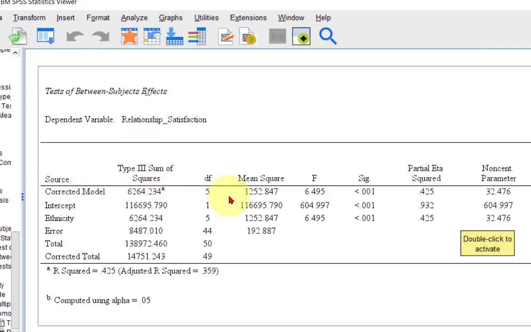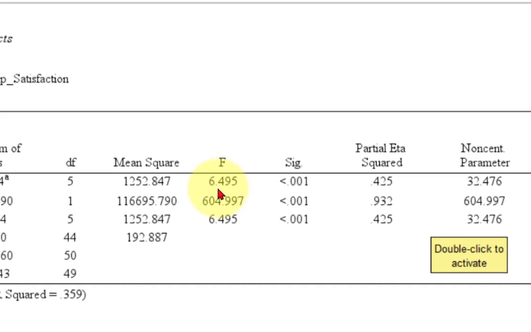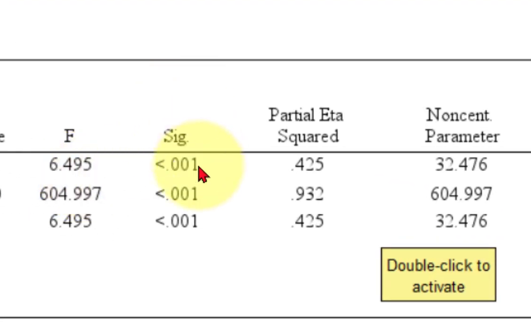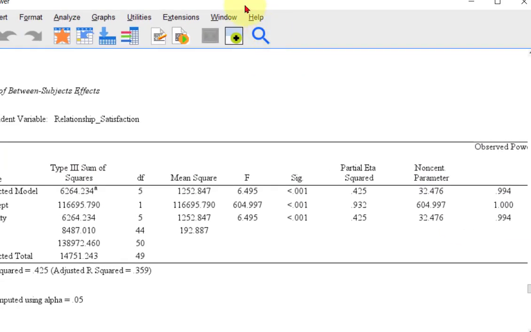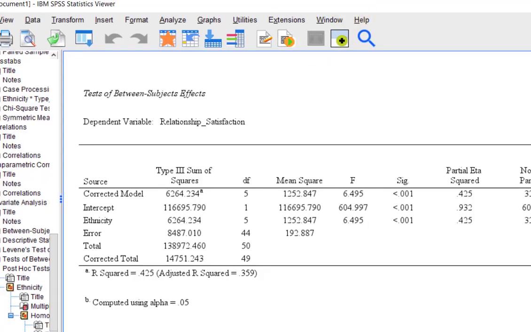And there's your overall model right there. So your F score was 6.495, less than 0.001. Significant. This is your effect size, and that's your power. Let's get that over there so you can see it. And there's your power, right? So power, effect size, significance. So now let's go check the answer sheet.